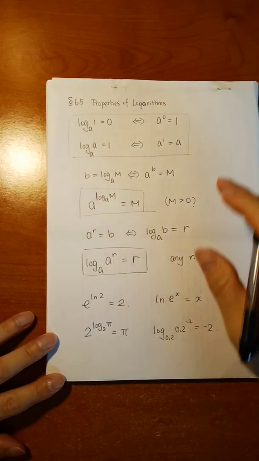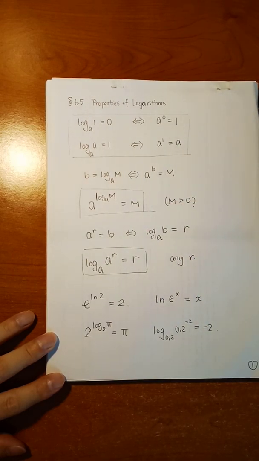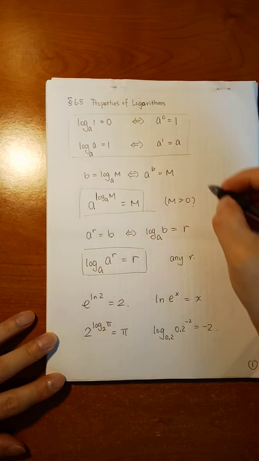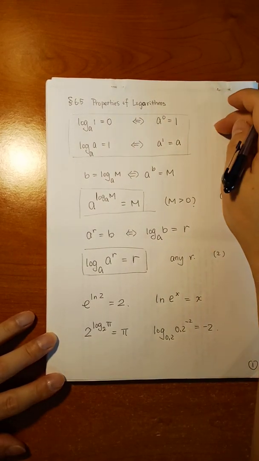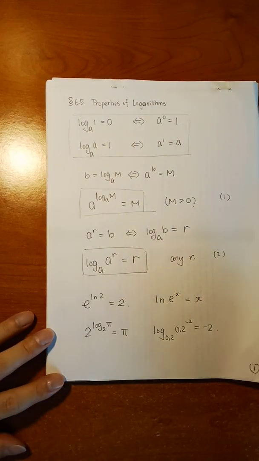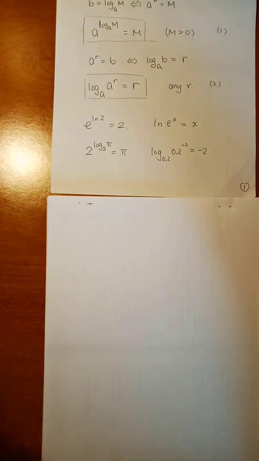So that's our first two properties. This one is not considered a property. These are considered property 1 and property 2. This is considered a calculation. Good. Let's see next.